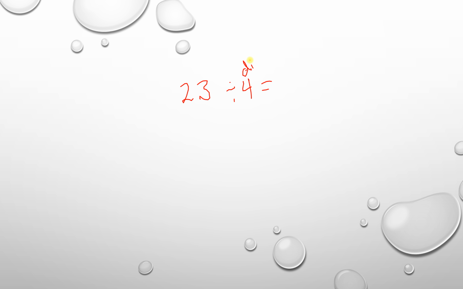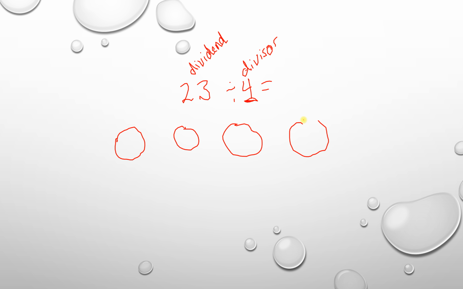Alright, so the 4 is our divisor. The 23 is our dividend. Okay. Now I'm going to use circles again. And remember, the divisor tells us how many groups we need, or shapes. I used triangles last time. I'm going to go back to circles. 1, 2, probably should make them a little bigger, 3, and 4. Because the divisor's 4, and then I'm splitting 23 things.